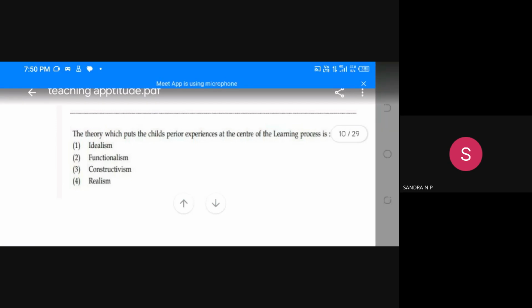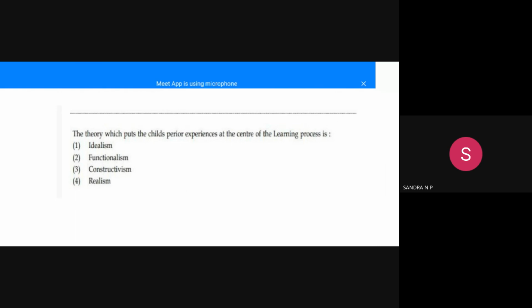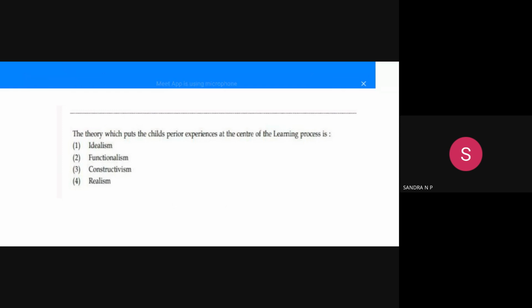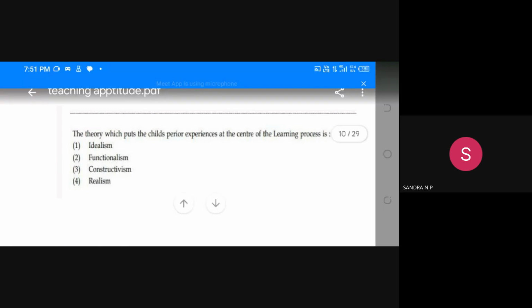And for learning, constructivism is very important, and it is also a very important question in teaching aptitude. So I think you now know more about constructivism.